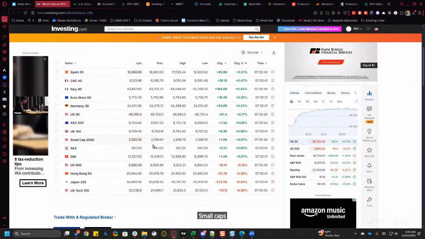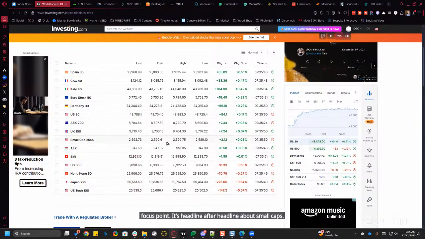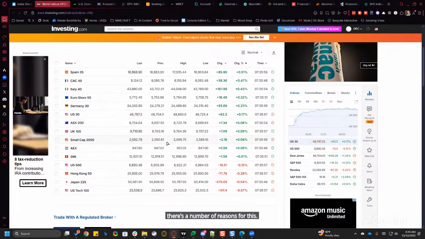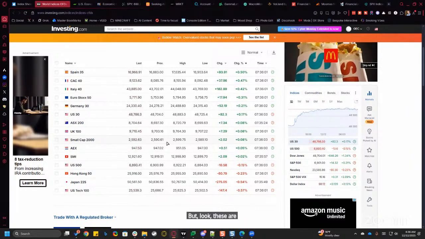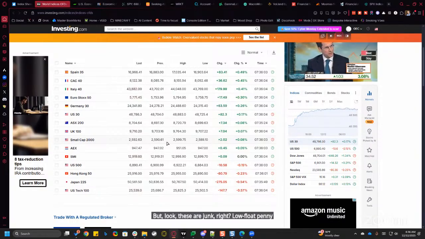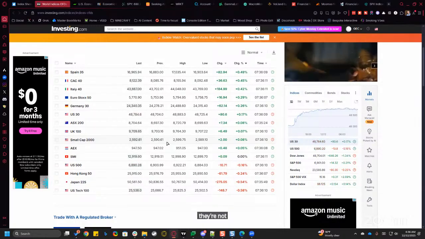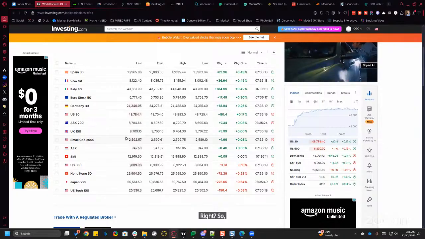Small caps are still on everybody's focus point. It's headline after headline about small caps. There's a number of reasons for this. The crowded trade, there's just so many reasons. But look, these are junk, right? Low float, penny stock trash, unprofitable companies. There's a lot of things wrong. They're not all bad, but you really want to know what you're doing if you're going to be playing around in that space. So just proceed with caution if you're messing around with names in the Russell.